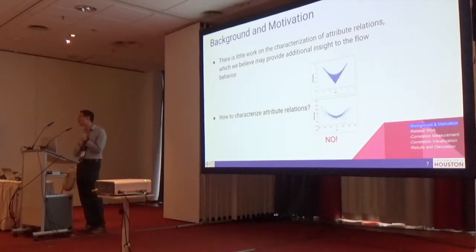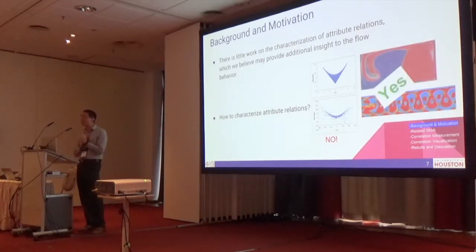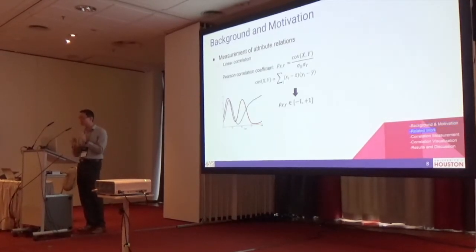The next question is how to characterize attribute relations. We certainly don't want this: simple scatter plots, naive, without spatial information. We want something a little more detailed. We want this relation to be shown in space so we can correlate it with some flow features. How to do that? The first intuition is to compute the linear correlation.